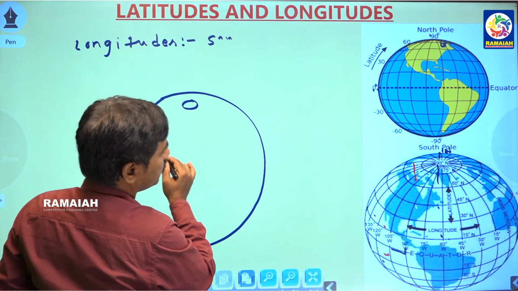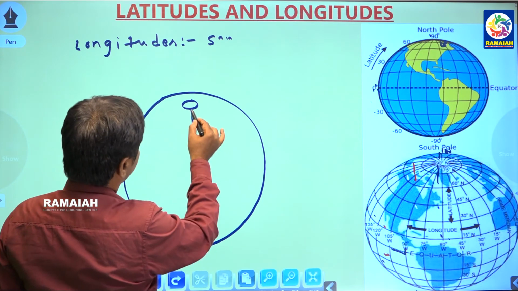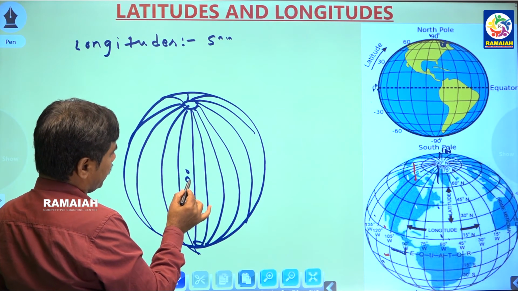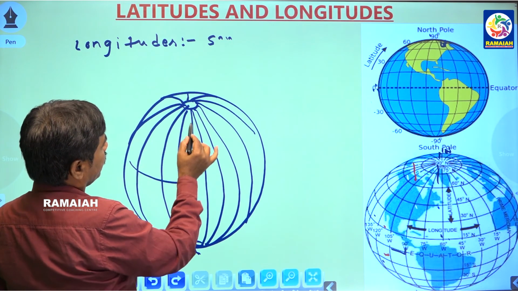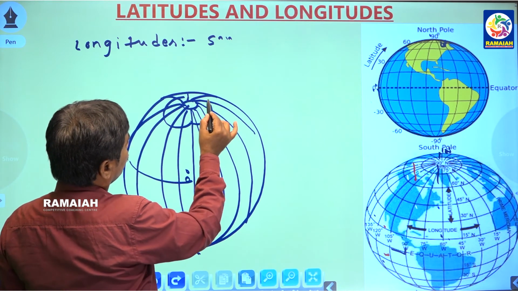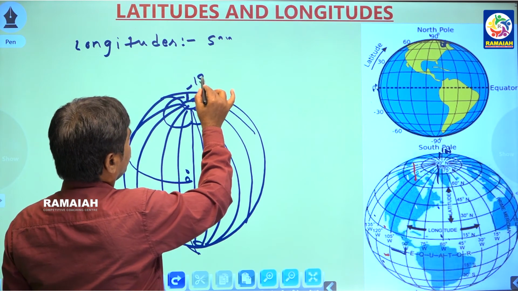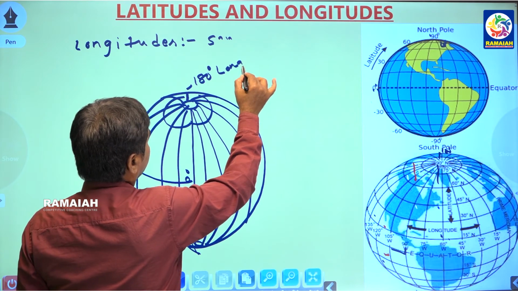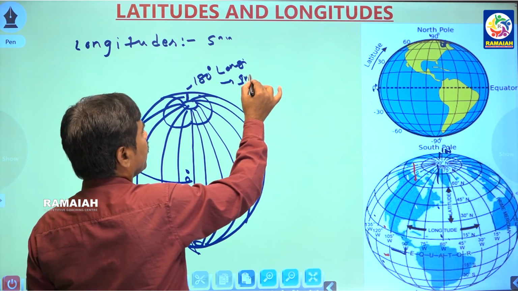Now you can see here this Greenwich line. This is the 0 degree longitude. Gradually, from here, on the backside, there is also the 180 degree longitude. So that backside is called the 180 degree longitude, which is generally called the International Date Line.